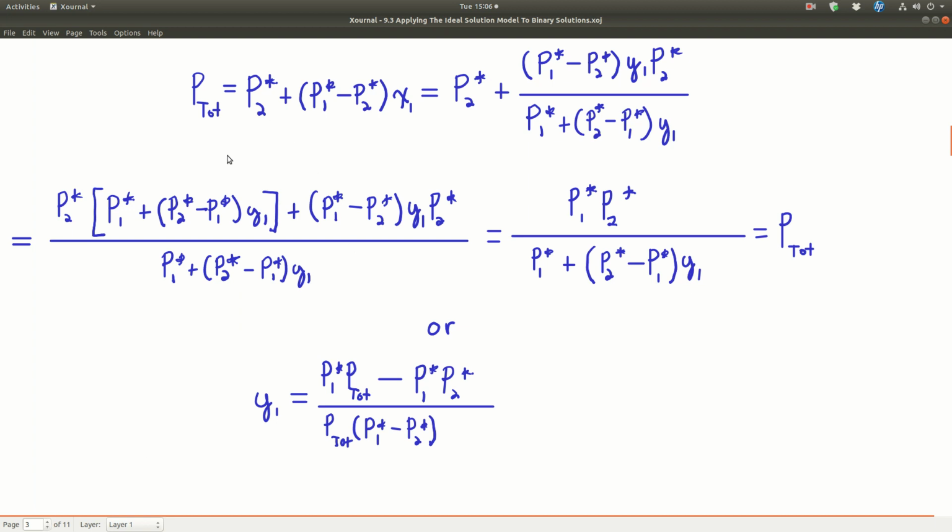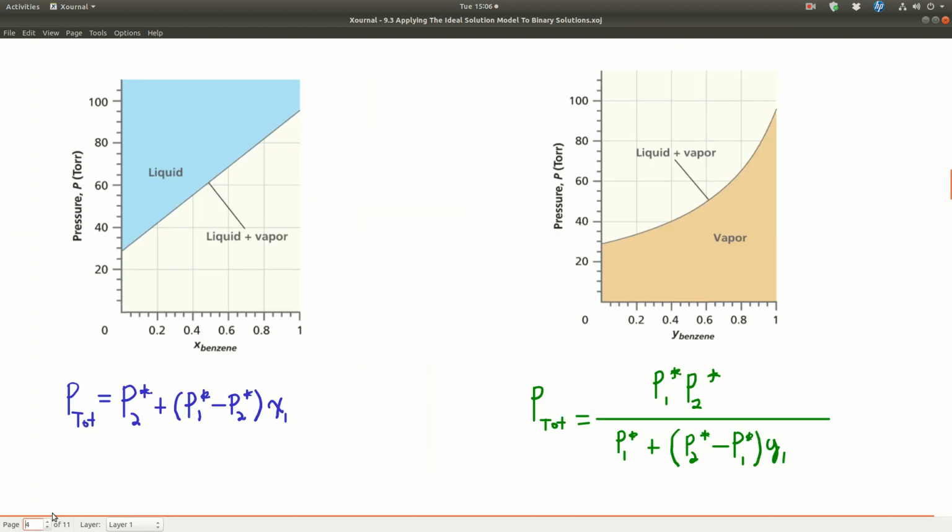Up here, there's a direct, a linear relationship between the mole fraction of component 1 in the liquid phase and the total pressure. So they're different. There's a different relationship. I'm going to show that. So this graph shows the pressure versus the mole fraction, and benzene is the component that they picked here. This is the mole fraction of benzene in the liquid phase, and this is a straight line.